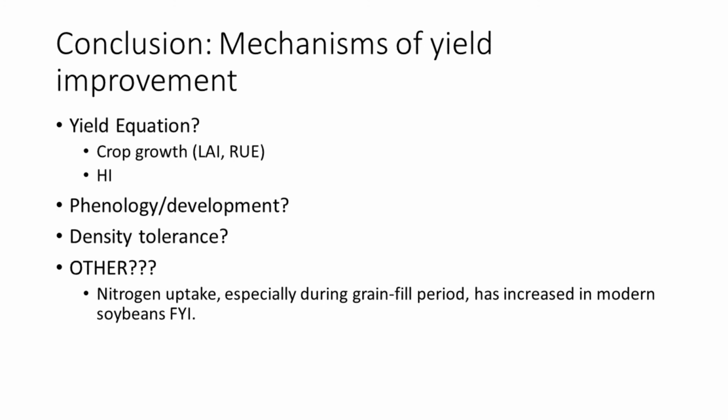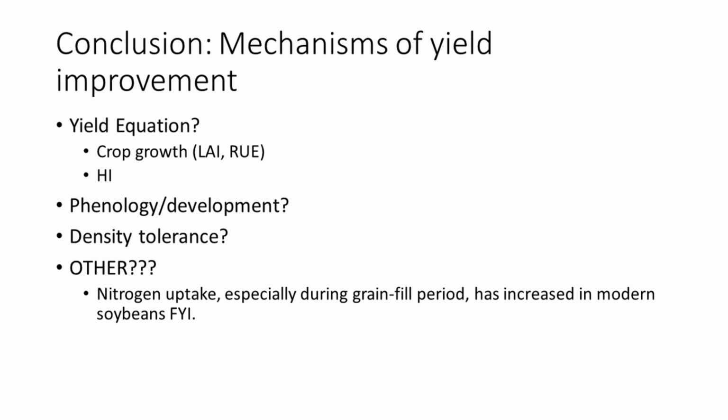Looking at changes in phenology or development of that soybean crop, there has been no evidence that newer varieties have different, drastically different rates of development or durations of growth. Okay, so that has not changed. Similarly, with density tolerance, no evidence that density tolerance has improved over time with newer soybean varieties. And so, in conclusion, what is most likely happening is that newer soybean varieties have a much higher harvest index, and maybe there's something going on with total biomass accumulation, total crop growth, but no difference in phenology or density tolerance.